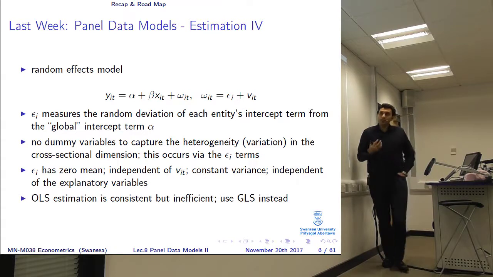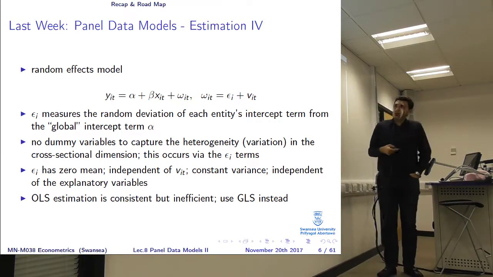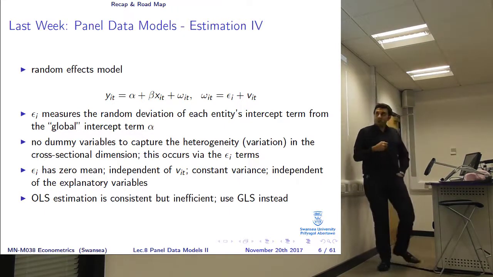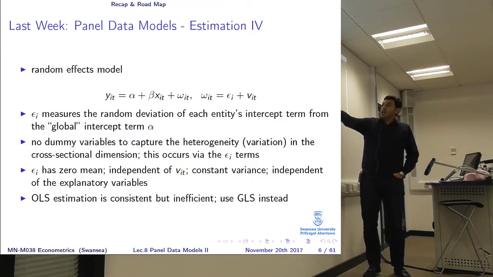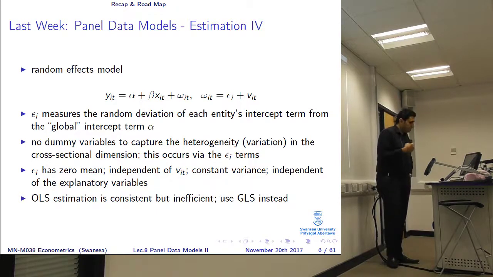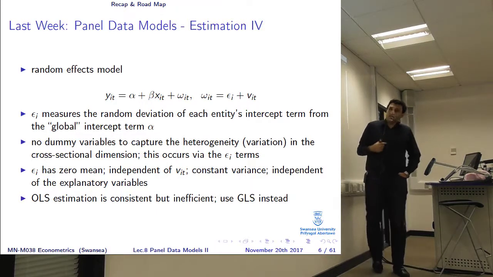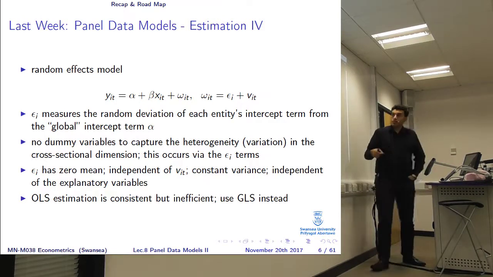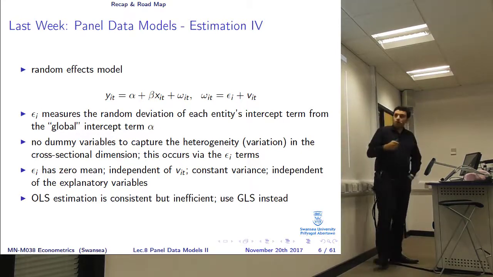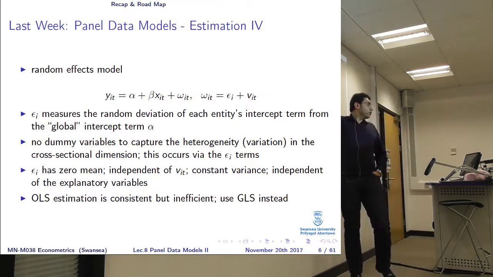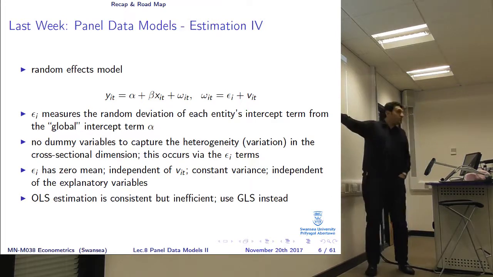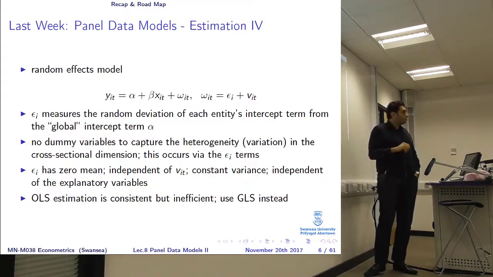This problem doesn't exist with the random effects model, because with the random effect model we have this composite error term where omega_it has two parts or two components. Epsilon_i here is the unit specific component, and it's random. Basically, it measures the random deviation of each entity's intercept from a global intercept, which is called alpha in this equation. So how far we go from the common or global intercept alpha. Again, we don't have dummies here, and as I said, this is a problem we don't have with the random effect model.